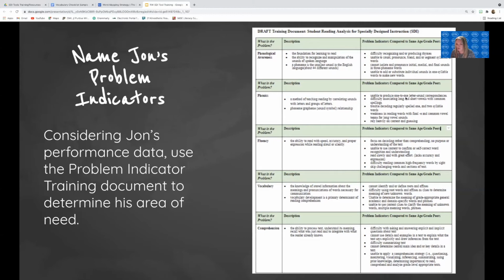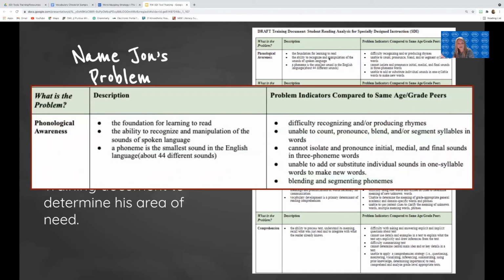Like unable to produce one-to-one letter sound correspondence. No, he has that. So, okay, let's go on down here and see. Looking at the phonological awareness, this one is blending the syllables. Okay, so this is a good example of him being all over the place. You can see you kind of go all the way back to the first one. Okay, the second dot here: unable to count, produce, blend, or segment syllables into words and the individual sounds. So that is the difficulty.